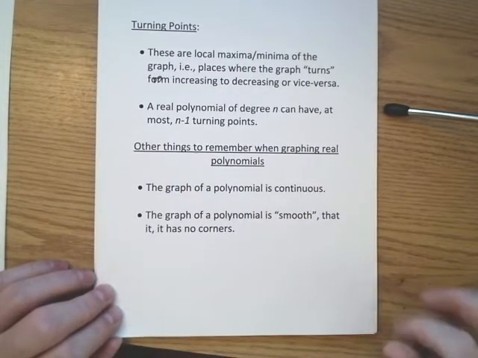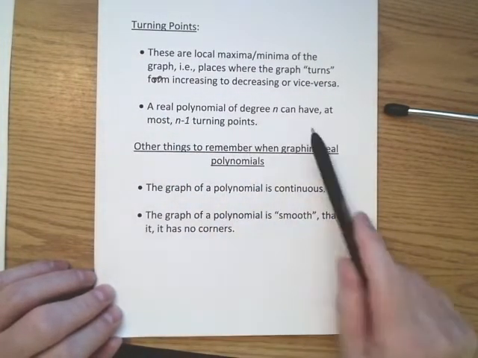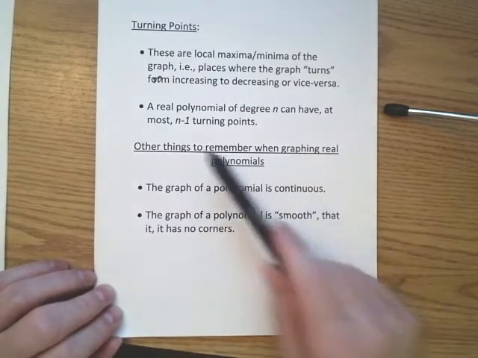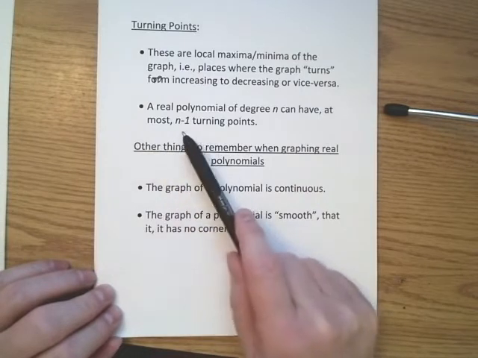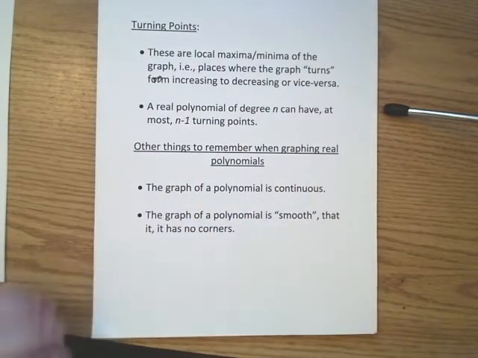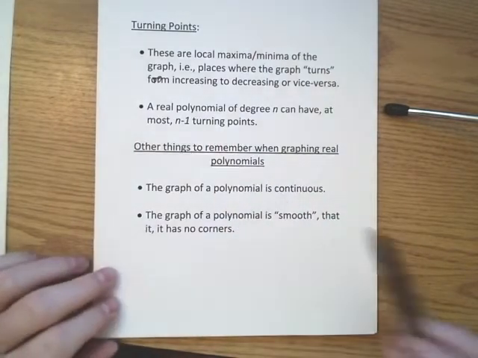Alrighty. Now, this is just a fact that we can prove once we get to Calc 1 here. A real polynomial of degree n can have at most n minus 1 turning points. Okay? So the maximum number of possible turning points for a graph can be what? At most 1 less than the degree. Okay? That's for a real polynomial.